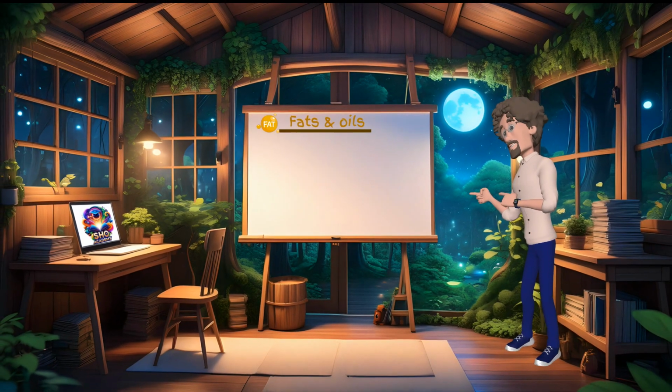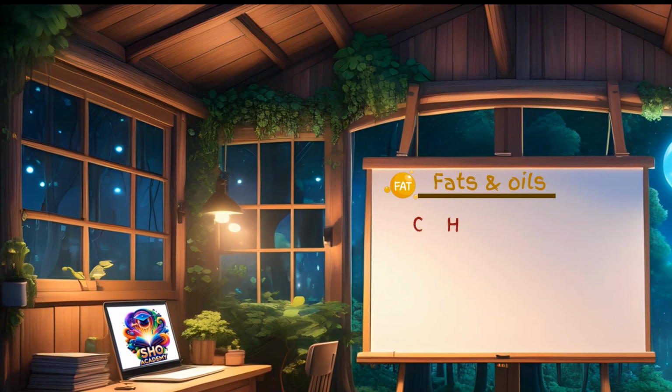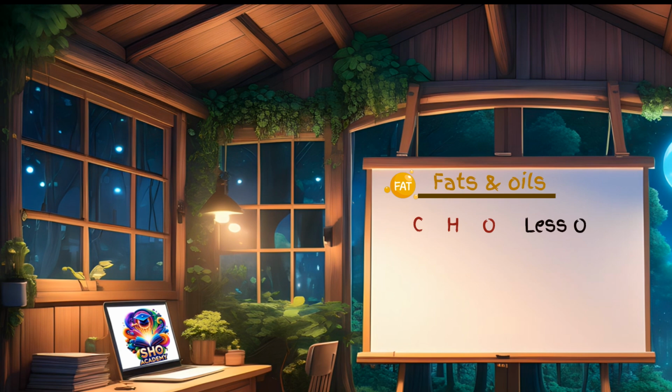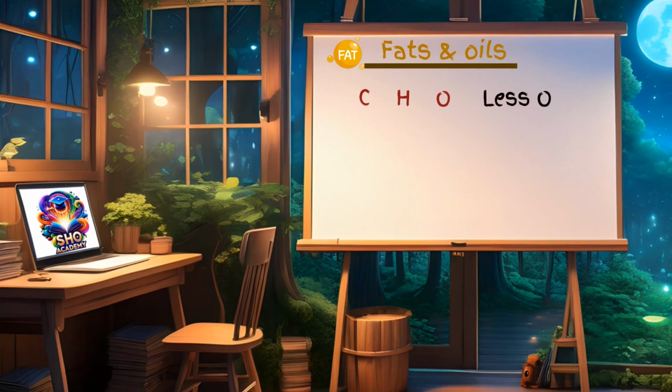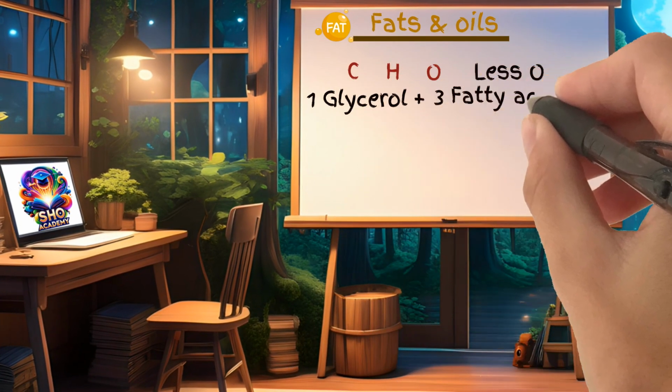So what are fats made of? 3 elements again: carbon, hydrogen, and oxygen. But here's a twist. Compared to carbohydrates, fats contain much less oxygen. That's one way to tell them apart. Now let's go deeper. A fat molecule is built from 2 types of smaller molecules, 1 glycerol and 3 fatty acids.